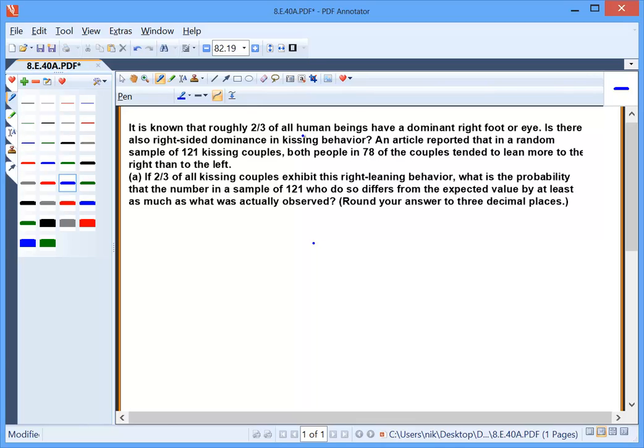Okay, so for A, if 2/3 of all kissing couples exhibit this right-leaning behavior, that would be a population probability or proportion, since it's for all couples, and we have a sample size of 121. Okay, what is the probability that the number in a sample of 121 who do so differ from the expected value by at least as much as what was actually observed? So, sounds more complicated, but it's actually simpler than it sounds. So first thing we should do is find the actual expected number of couples that will lean to the right.